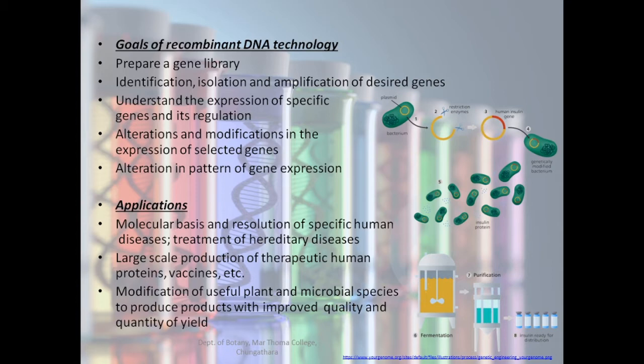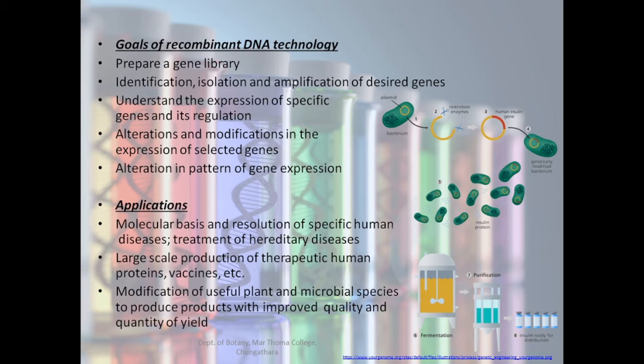Another one is understanding the expression of specific genes and its regulation. How specific genes or certain genes function and how it is expressed and how this gene is regulated in the organism. How it is controlled, it is stopped or it is allowed to function. So these are all understood clearly by the various steps carried out in rDNA technology. So from now on, we'll be mentioning rDNA technology instead of the whole big name recombinant DNA technology. We can also carry out various alterations or modifications in the expression of selected genes.